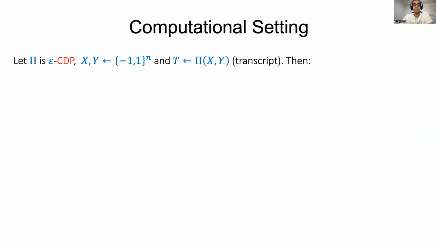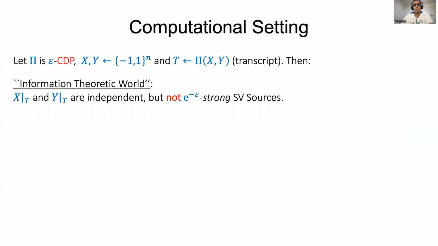So now let's try to understand why the lower bound does not hold for the computational case. Now we have a protocol pi, which is epsilon-CDP. As before, let x, y be uniformly random databases and let t be the transcript. Now there are two worlds to consider. In the information-theoretic world, it is true that x and y are independent, but they are not strong SV sources since pi is only CDP and not DP.